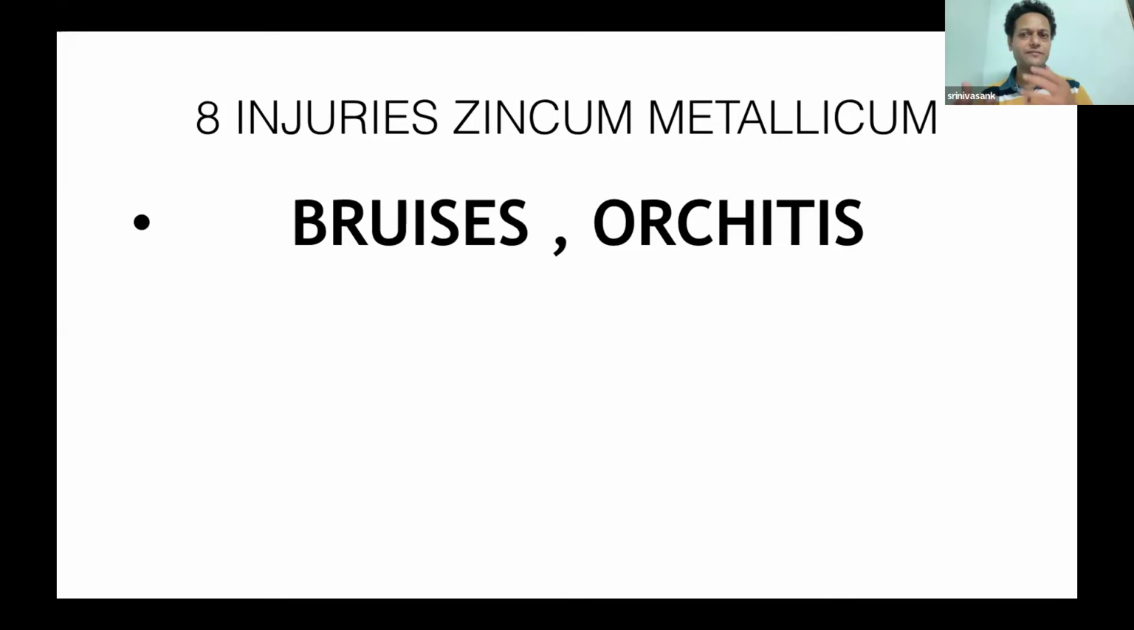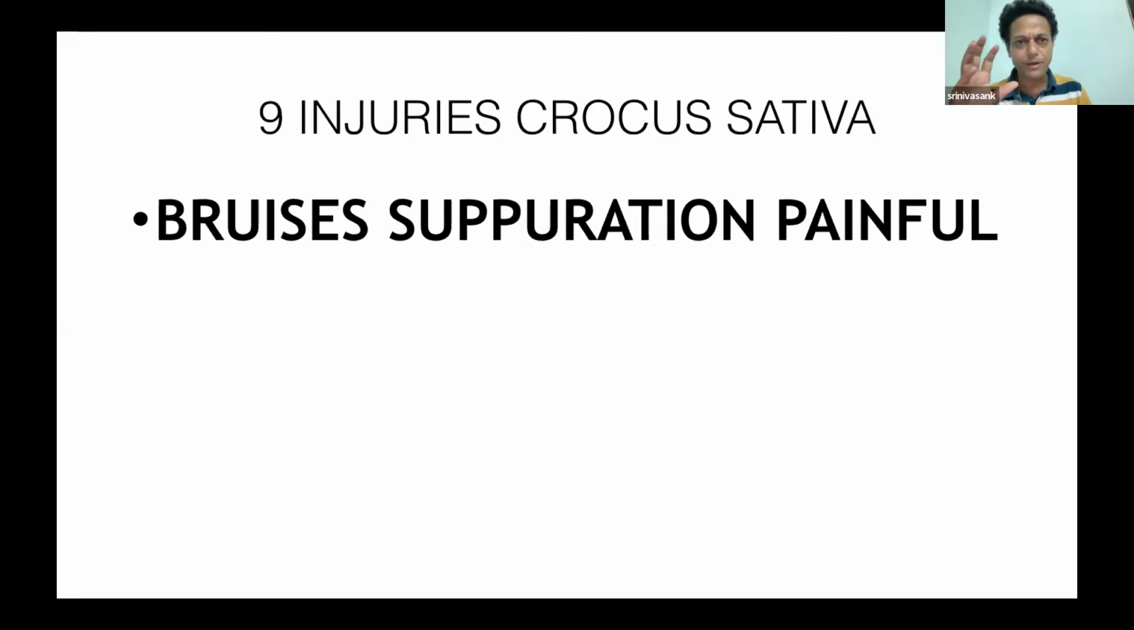And this happened after some bruise, maybe after a fall, the testis got bruised. That is the history he told. Sometimes they feel delicate to tell the full history also. So the rubric is injury, bruises, over the testis, orchitis. And the remedy is Zincum metallicum. On giving Zincum metallicum, the swelling is gone, the pain is gone, and the patient is completely all right.